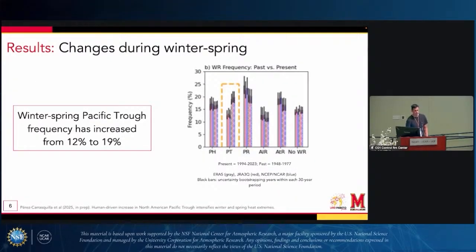So the increase in frequency that we saw for the Pacific Trough was that it went from 12% daily occurrence to 19% from the past to the present. And when I say the past, I'm referring to the period of 1948 to 1977, compared to present, which is 1994 to 2023. And that increase is significant and large compared to other weather regimes during winter and spring.